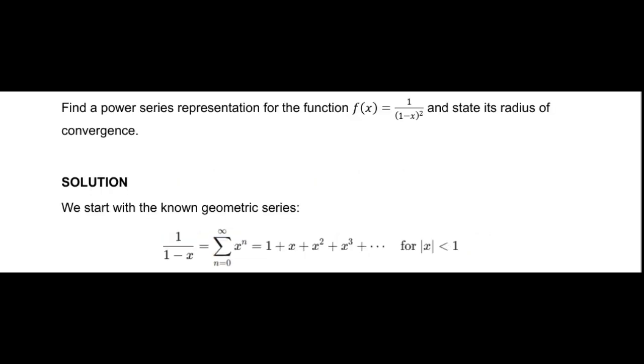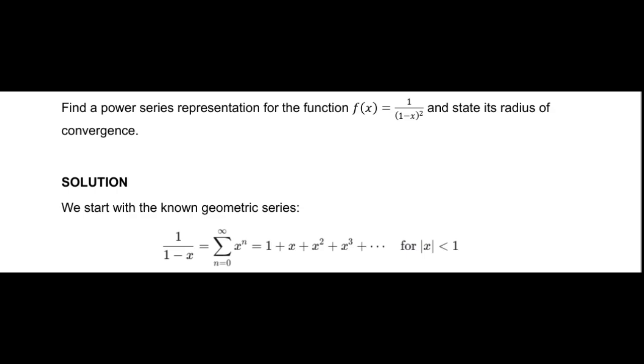Now let's have an example. Find a power series representation for the function f of x equals 1 over (1 minus x) squared and state its radius of convergence. For our solution, we will start with the known geometric series, which is 1 over 1 minus x equals the summation of x raised to n, where n equals 0.